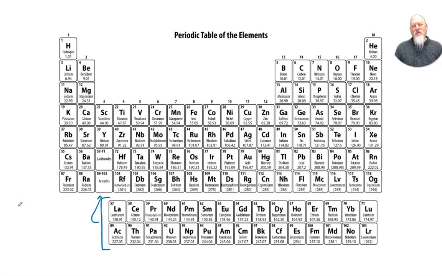Second thing to notice about the periodic table is that it contains all the elements we know. So all matter is made of elements, and all matter is made of only these elements. Right now we are at element 118. That's the highest numbered element we have.